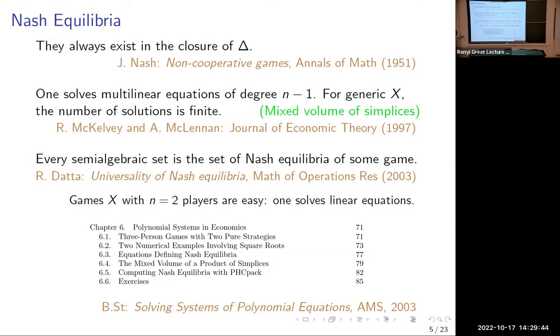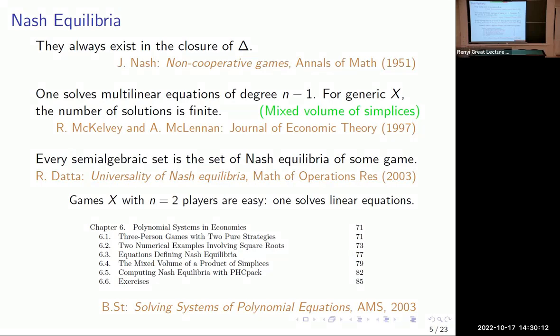There's an important paper by Datta. She proved that Nash equilibria are universal. So every semi-algebraic set is the set of Nash equilibria of some game with 3 players. So if you can think of your favorite system of polynomials and inequalities, say with integer coefficients, then I can make a 3-person game such that your solution set is my set of Nash equilibria.